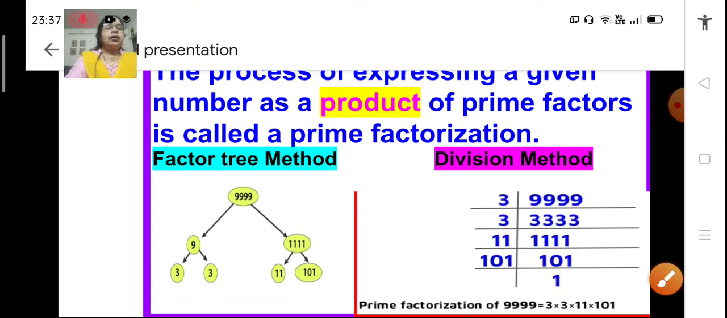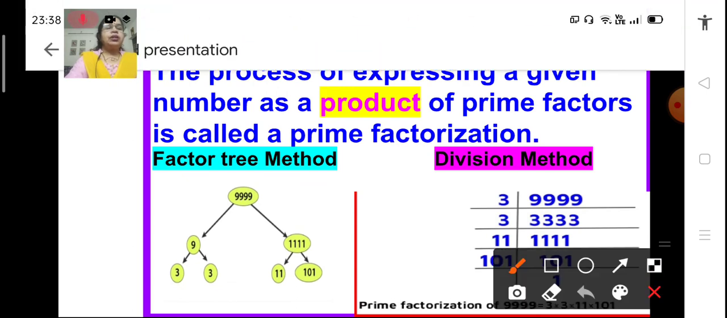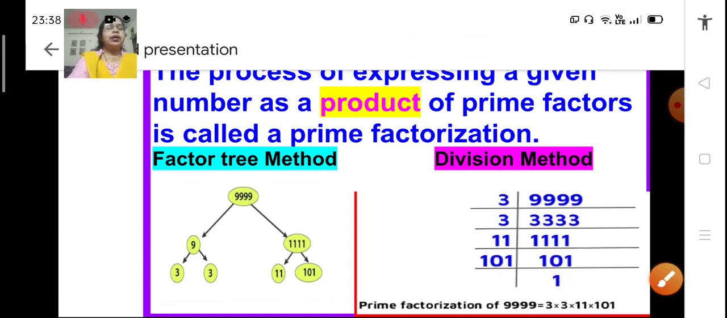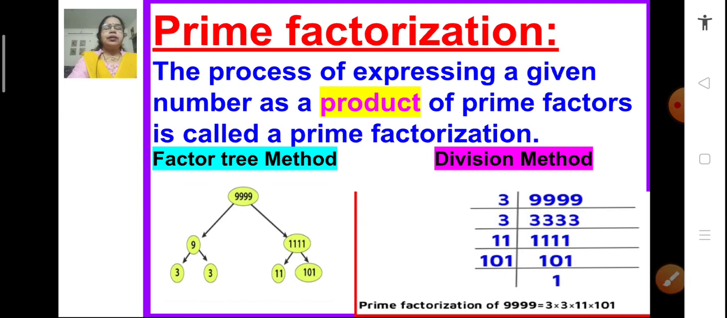And again we will look at the division method. How do we prime factorize numbers by the division method? For this, we write the number and start dividing by the lowest prime number which can divide it. Here 9999 is divisible by 3. So, we start dividing it by 3. So, what do we get?